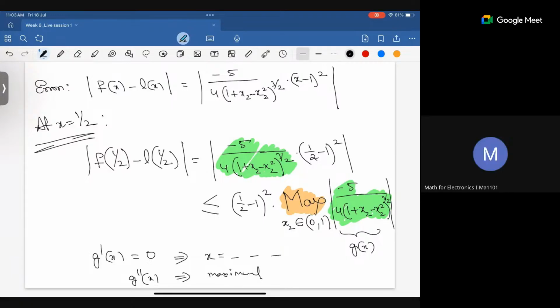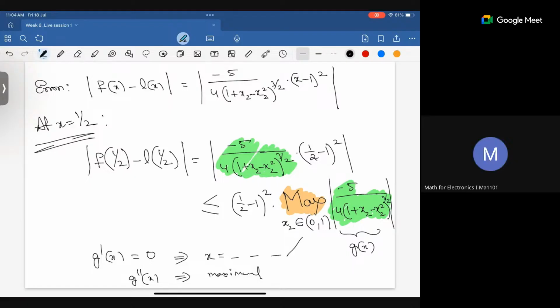Excuse me, but sir, if the g double prime of x is greater than 0, then it's a maximum value, or then it will be minimum, no? Greater than 0 would be minimum. Correct. g double prime of x greater than 0 will give you the minimum value at that particular x. If it is less than 0, then it gives maximum. Okay.